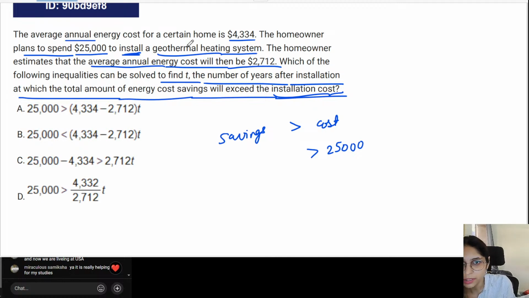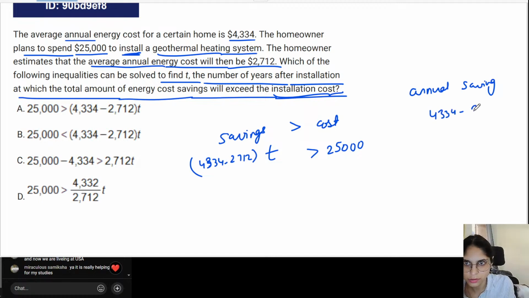So annual means per year. So per year saving is 4,334 minus 2,712. But then they want to know in how many years, so you're multiplying with T. So annual saving is 4,334 minus 2,712. We're talking about total savings. So you're multiplying with time and it has to be greater than 25,000.